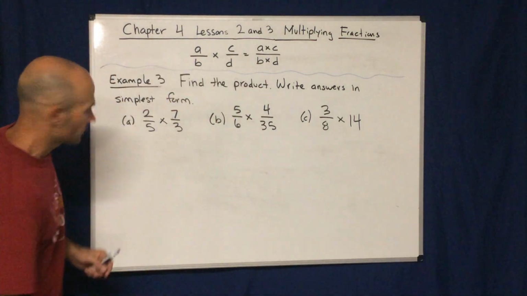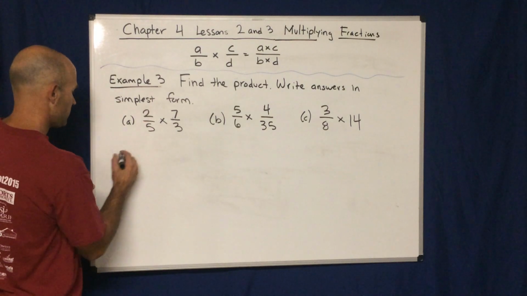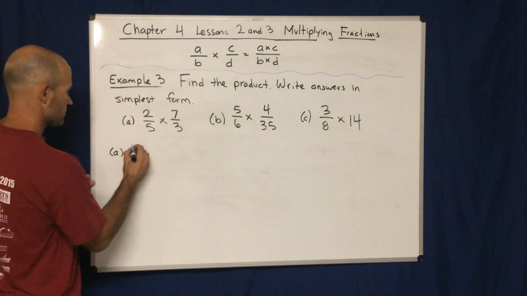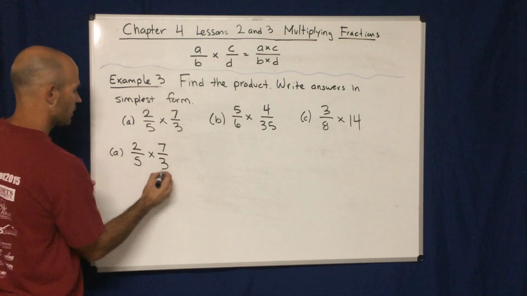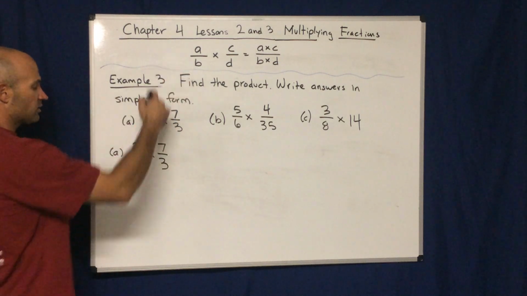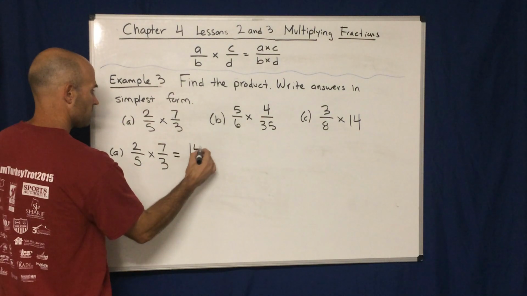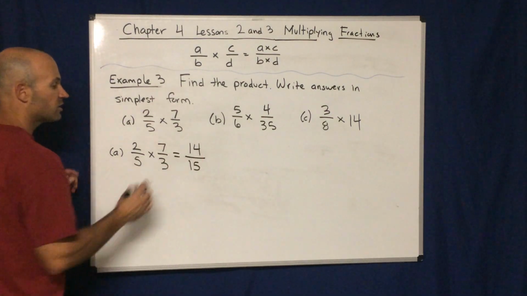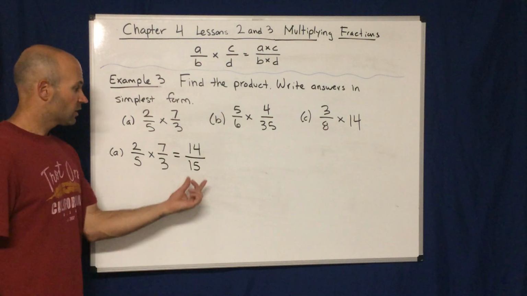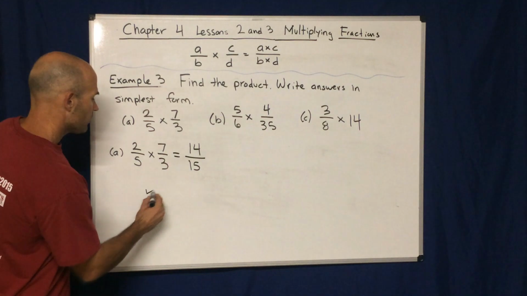Okay, so let's start with letter A. 2/5 times 7 over 3. So using my rule, I just multiply straight across. 2 times 7 is 14, and 5 times 3 is 15. 14 and 15 have no common factors, so this answer is written in simplest form. So A, pretty straightforward.